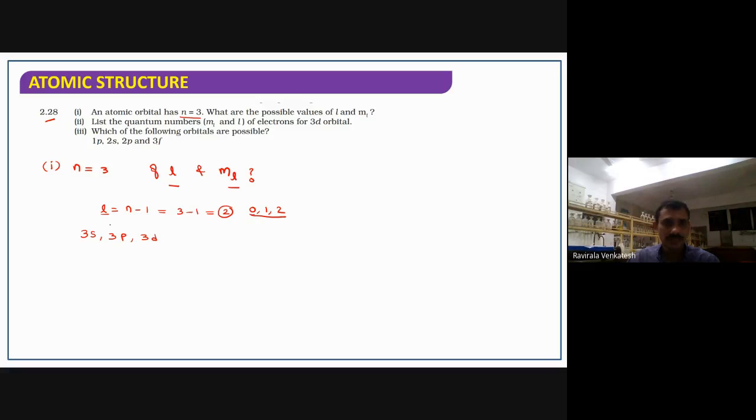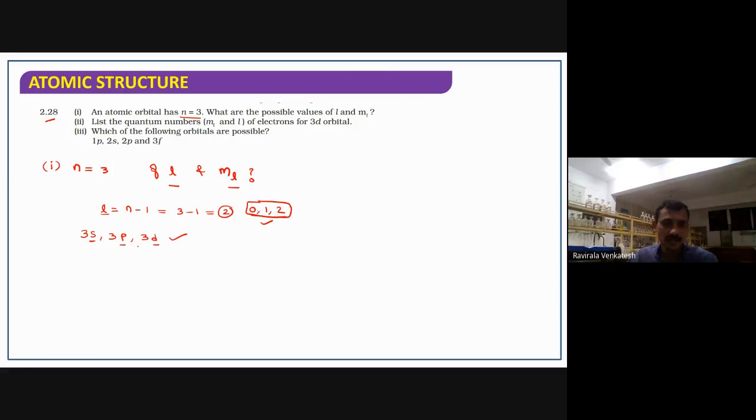So 0 means s orbital, right? 1 means p orbital. 2 means d orbital. So these are the possible orbitals. So l values are possible. You have to write this as the answer: 0, 1, 2 are the answers. For the given question, l values are 0, 1, 2. So whatever you said, the answer is correct. And in terms of quantum numbers, in terms of psi values, we can write 3s, 3p, 3d.